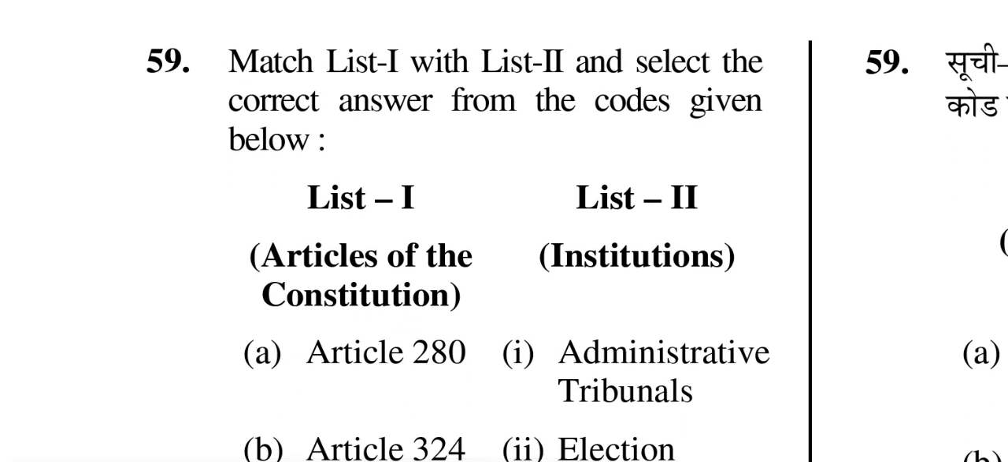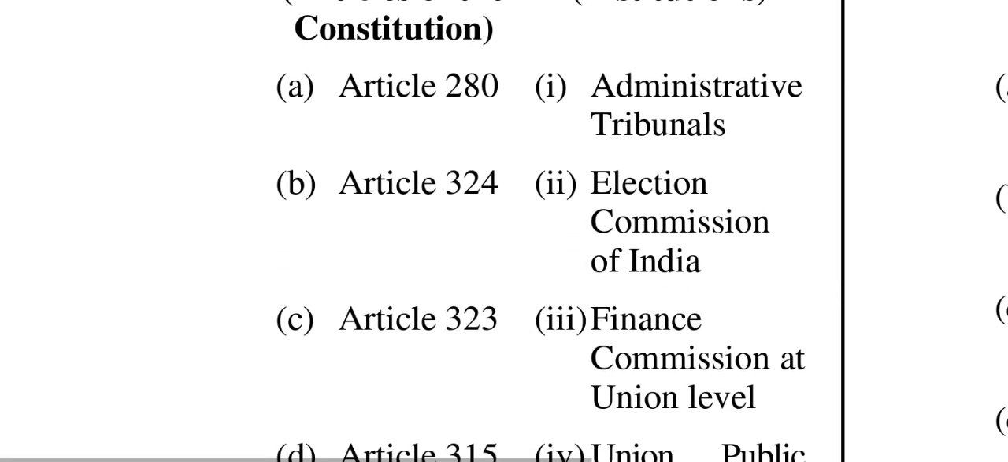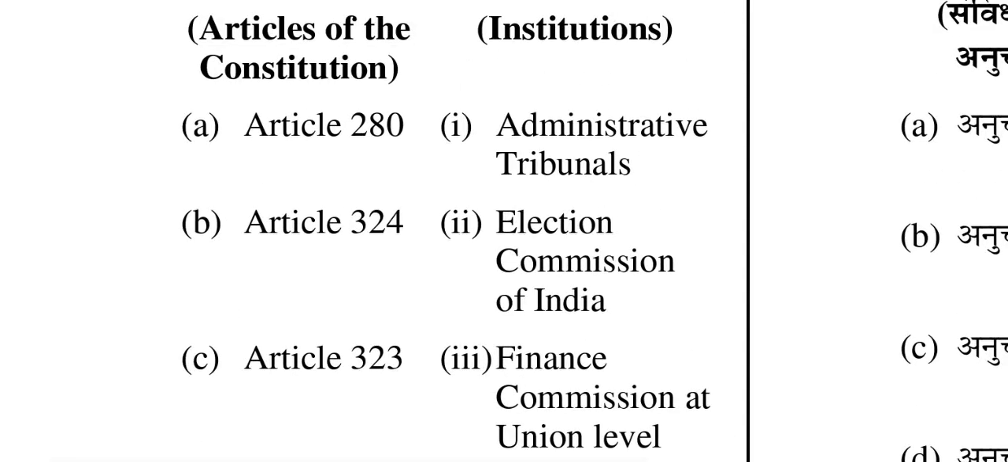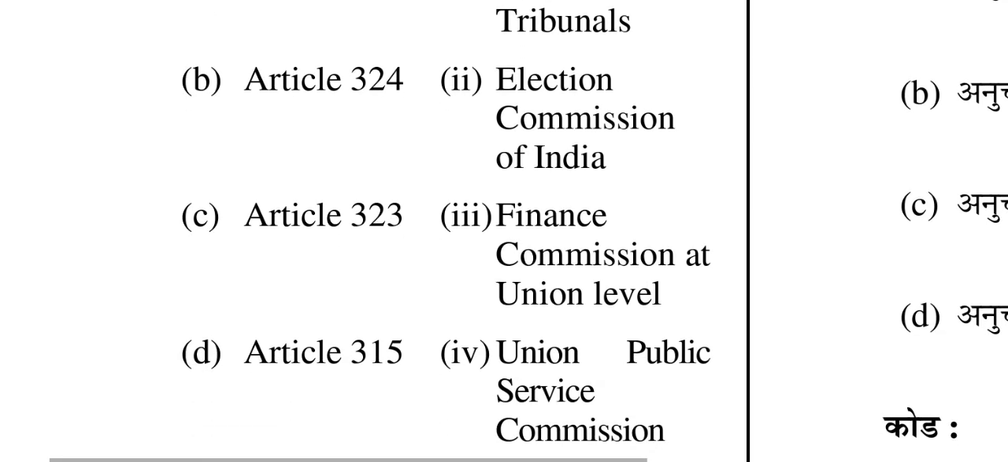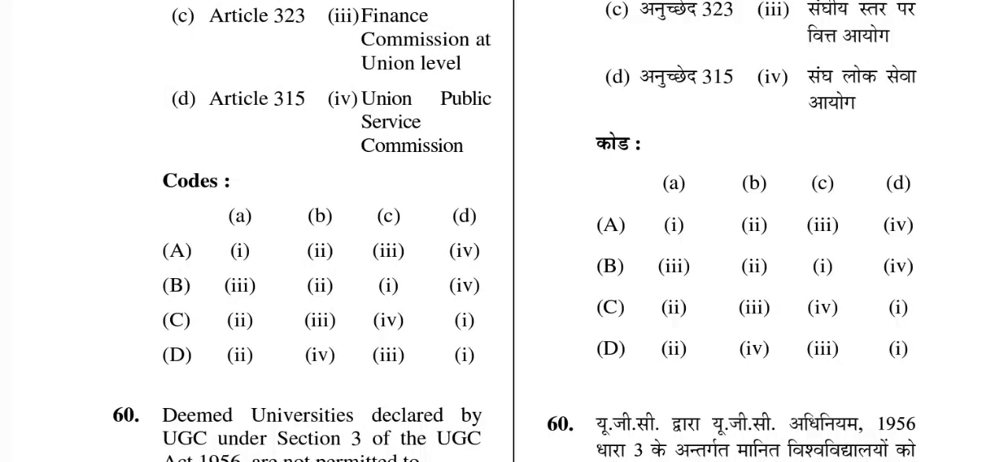Okay, 59, match list 1 with list 2 and select the correct answer from the codes given below. In list 1 we have articles of the constitution, in list 2 we have institutions. Article 280, article 324, article 323, article 315. Administrative tribunals, Election Commission of India, Finance Commission at union level, Union Public Service Commission. I will not read the options. Now let me give you the correct answer of this question. 59 correct answer will be A.